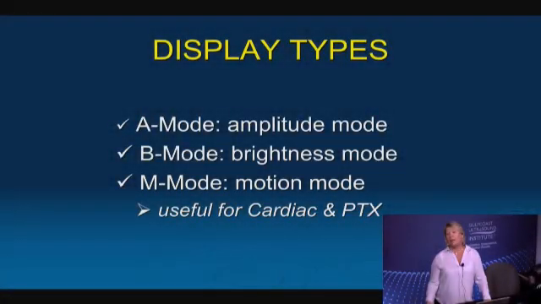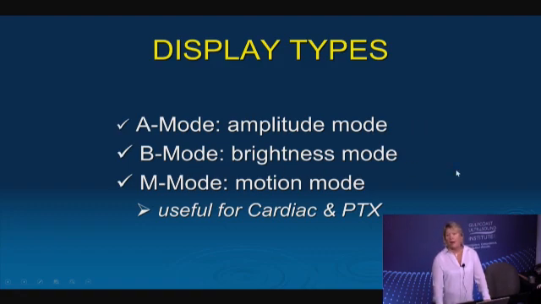Now there are many ways in which we can evaluate the information that comes back to the transducer. So there's a list of different ways of displaying that information. A mode is amplitude mode. It's just going to be a series of spikes. We don't utilize that now as much as we had in the past, but I will explain how the system utilizes this to be able to create the grayscale image.